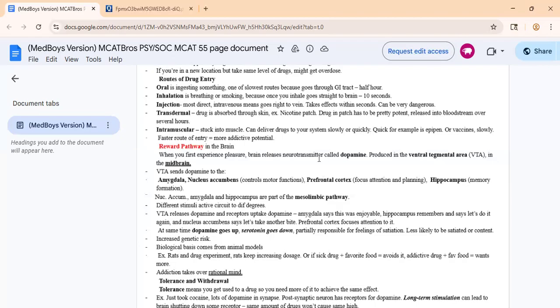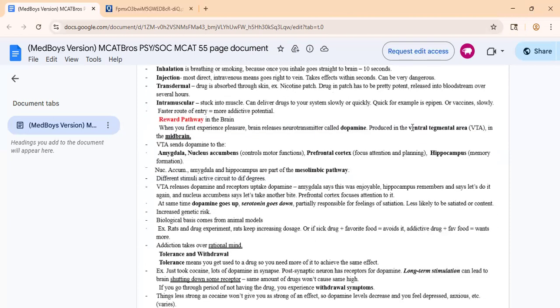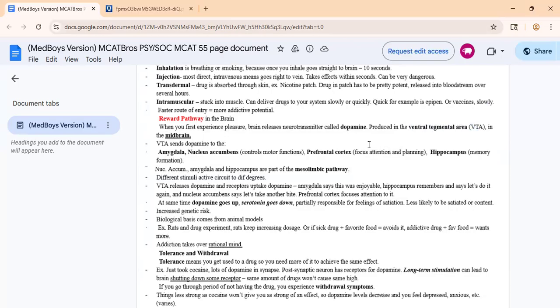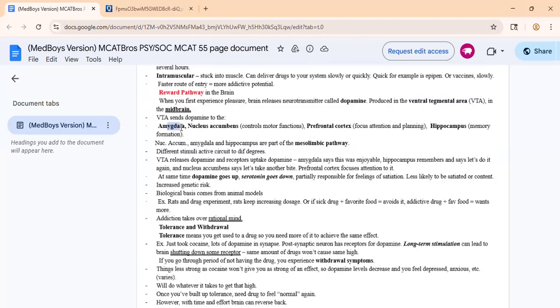And it's important to know the reward pathway, and it's going to be your VTA, your ventral tegmental area in the midbrain. We have the amygdala again, emotion, emotion, emotion. Nucleus accumbens is control of motor function. Prefrontal is always going to be your focus and attention, and your hippocampus is always going to be your memory.